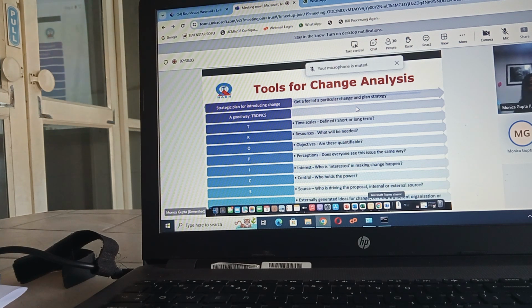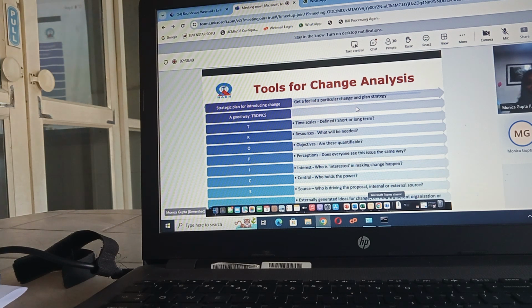The first one is what are the time scales that we are looking at. When we want to introduce change, how much time, short term or long term? What will be needed? Are these quantifiable? Does anyone see this issue in the same way? Is there evidence, and if somebody has done it in another place, can we also do it similarly? Who's interested in making change happen? Because nothing can be done unless somebody is interested. You can go around with a stick and get your job done once or twice, but the next round again you'll be chasing people, and you may or may not be able to succeed.